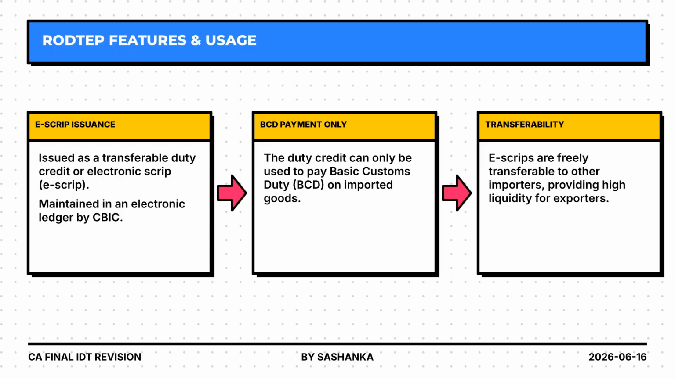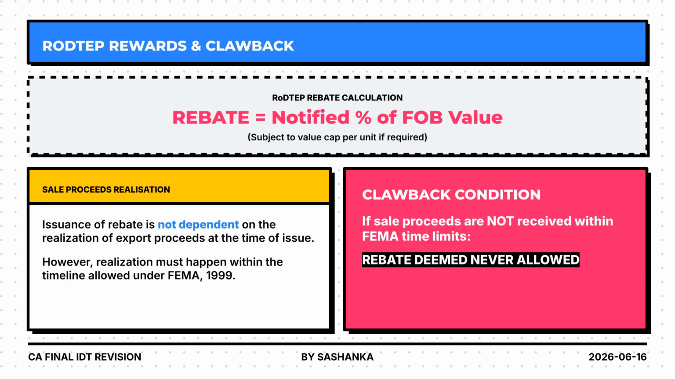A key point to remember is that these credits can be used only for payment of basic customs duty on imported goods. Another attractive feature is transferability. Exporters who do not require the credits themselves can freely transfer them to other importers. This flexibility improves liquidity and makes the scheme commercially valuable for exporters. The RODTEP rebate is generally calculated as a notified percentage of the FOB value of exports, subject to prescribed caps wherever applicable. An interesting feature is that rebate issuance does not depend on immediate realization of export proceeds.